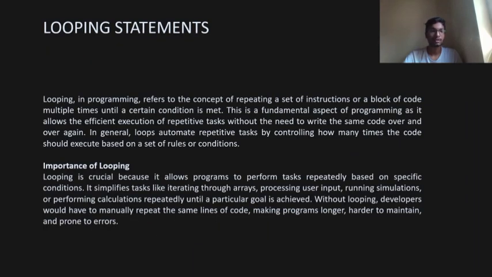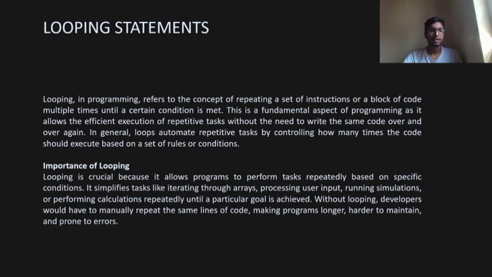Looping statements. Looping in programming refers to the concept of repeating a set of instructions or a block of code multiple times until a certain condition is met. This is a fundamental aspect of programming as it allows the efficient execution of repetitive tasks without the need to write the same code over and over again. In general, loops automate repetitive tasks by controlling how many times the code should execute based on a set of rules or conditions.